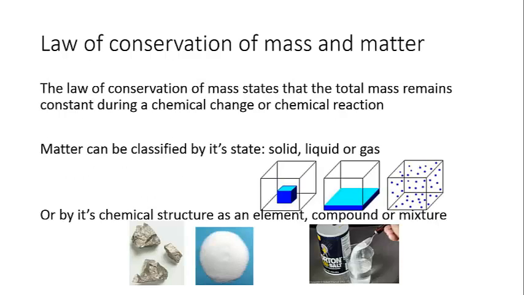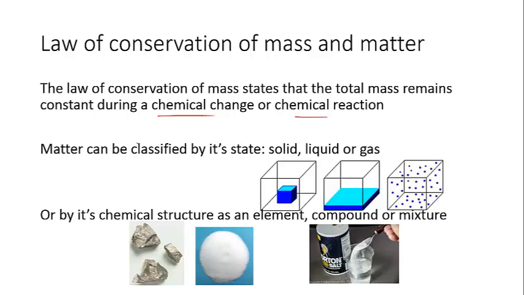The law of conservation of mass is something that's very important in the field of chemistry. The law of conservation of mass states that the total mass remains constant during a chemical change or a chemical reaction. So what this means, that if you weigh the reactants and you weigh the products in a chemical reaction, the mass before and after the chemical reaction will be equal. So this is a very important concept, as we'll see throughout this course.